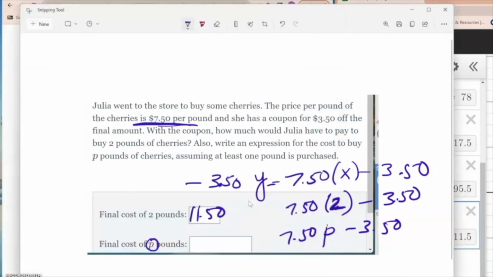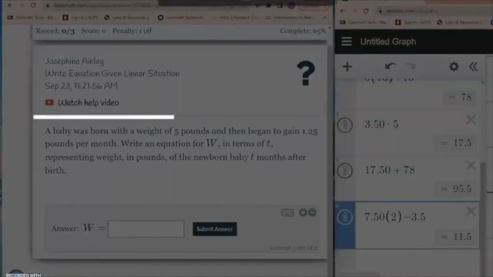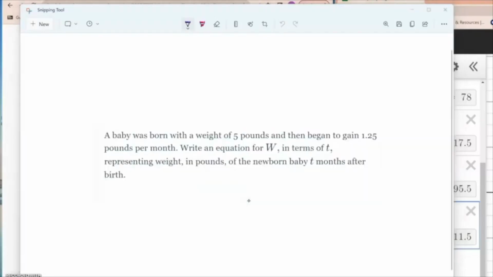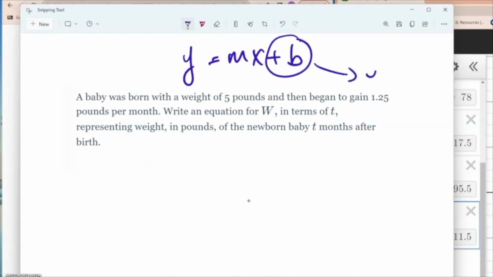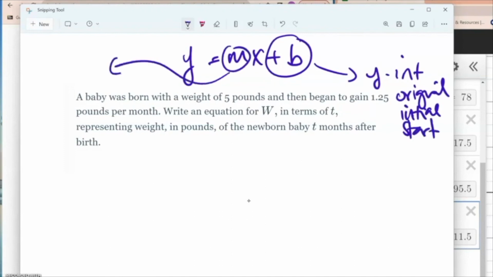All right, so I'm going to go over a couple of these just to make sure you understand it. This one is what it's going to look like. Really, it's a linear equation in context. So it's y equals mx plus b in context, where b is your y-intercept, which is your original, or your initial, or your start, all that means the y-intercept. And then m is your slope, how it's changing, your rate of change.